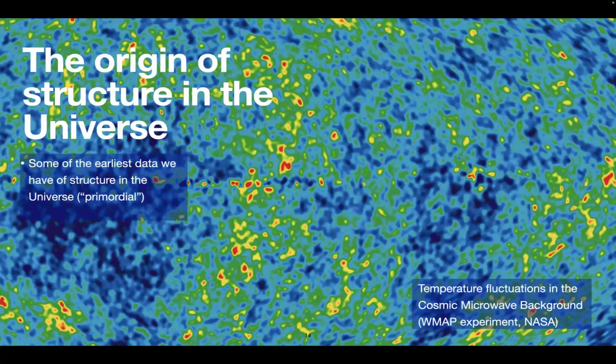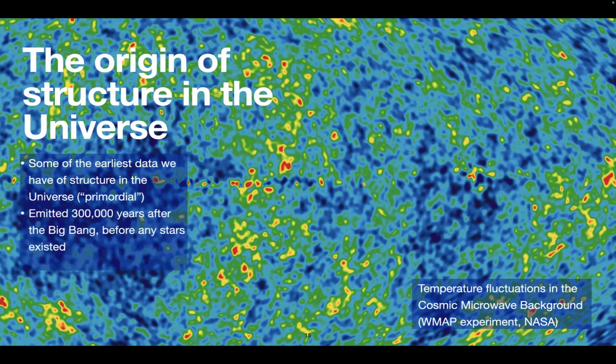Right. And then the second two things are connected by a different equation. The cosmic microwave background fluctuations are some of the earliest data we have of the universe. The cosmic microwave background was emitted a mere 300,000 years after the Big Bang, which means that at that point there were no stars. It was basically just primordial soup. And because of this, they actually tell us quite a lot about the origin of structure in the universe.